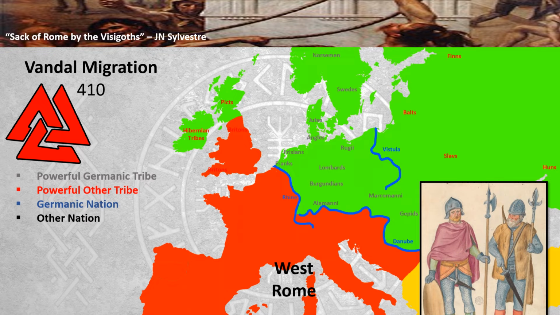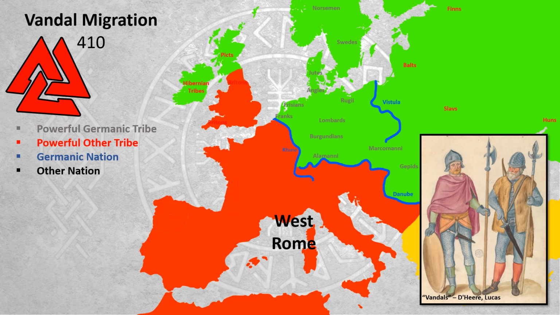Next, we'll be discussing the Vandal Migration, most likely the sons of Orvandal. Their name can be translated to turned, twisted, wind, or sometimes water. The Mediterranean Sea was known by the Germanic tribes as the Wendler Sea, meaning Vandal Sea. The Vandals originally inhabited what we call today as Poland, and they started migrating around 410 AD.